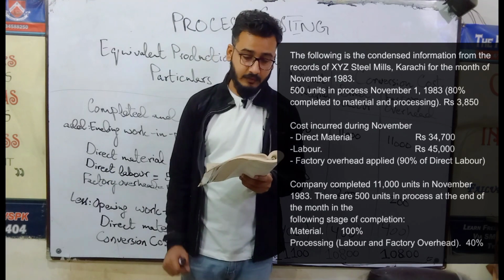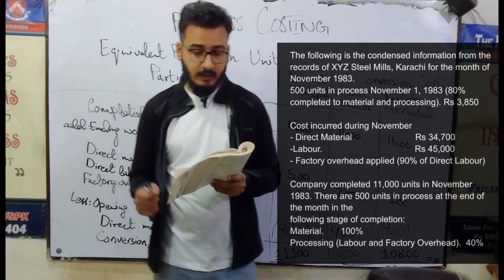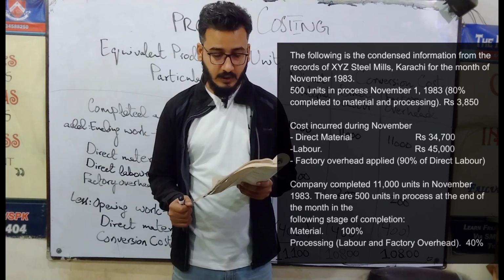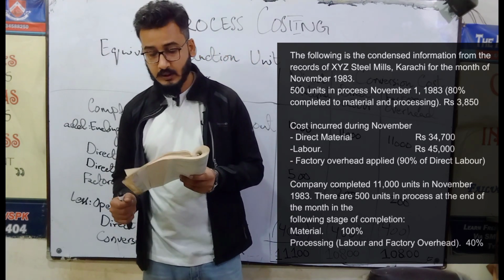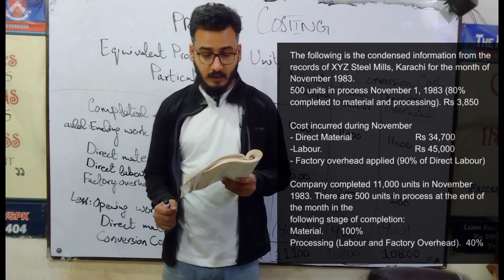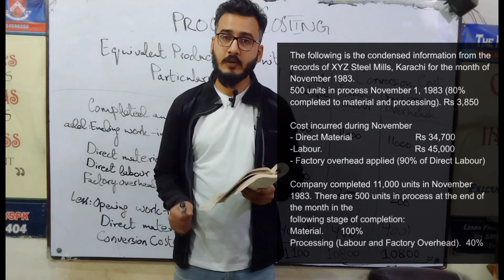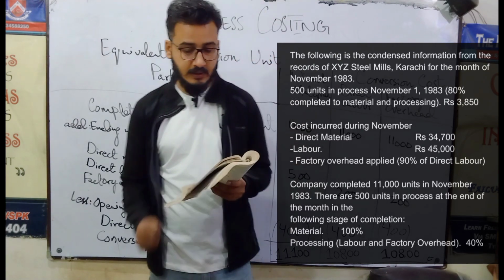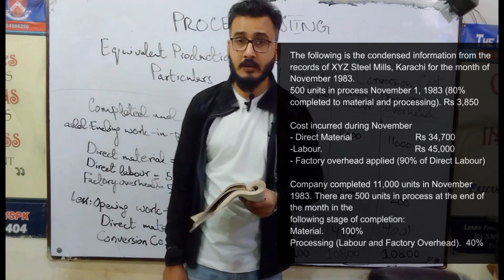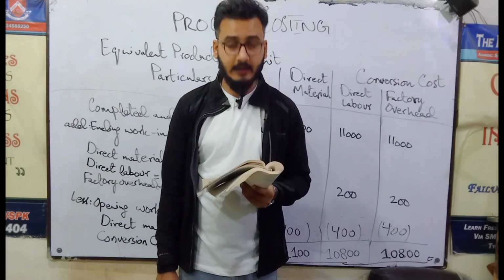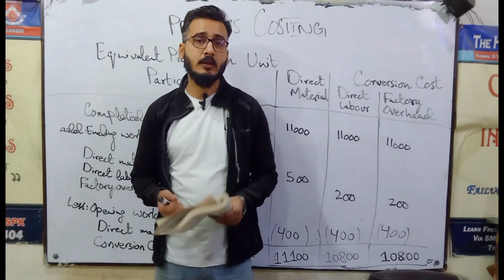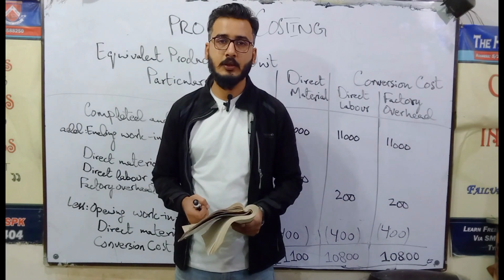Now the company completed 11,000 units in November 1983. There are 500 units in process at the end of the month in the following stage of completion: material 100% and processing, labor plus factory overhead, 40%. Now let us see how to calculate equivalent production units using this question.